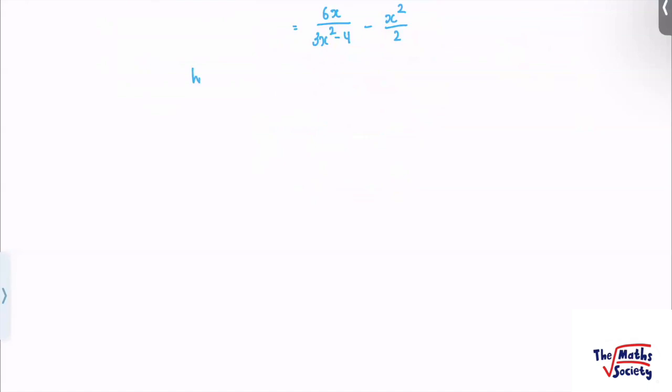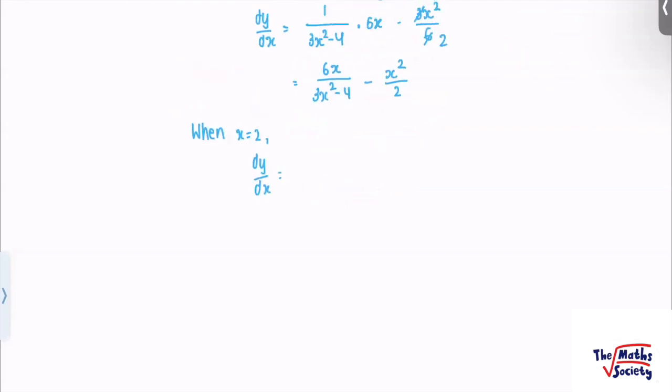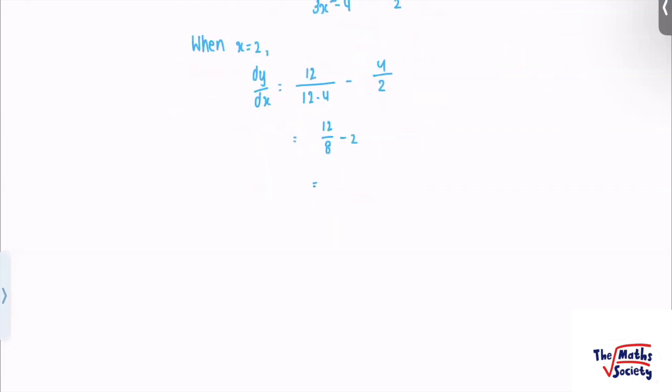So when x is equal to 2, dy by dx is going to be, x is equal to 2, so it's 12 over, 3 times 4 is 12, minus 4, that's going to be 8. Okay, minus 2 squared by 2, so that's going to be 12 by 8 minus 2. And it gives you minus half.